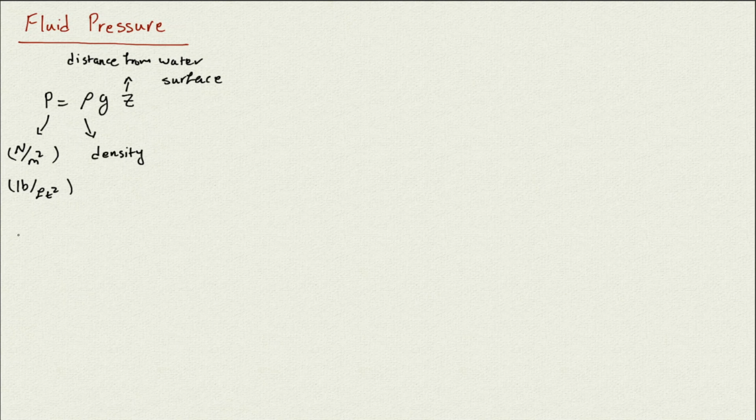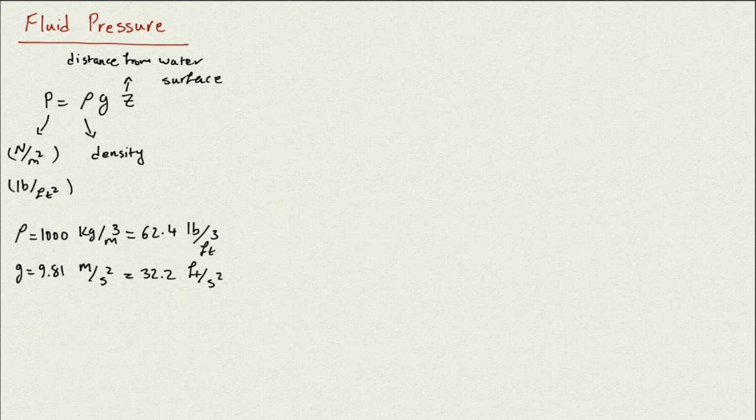So when we are dealing with water, the density, rho, is 1000 kilogram per meter cube, or 62.4 pound per cubic foot, and the G is 9.81 meter per square second, or 32.2 feet per square second. So those are the values that we are using in that equation for P.